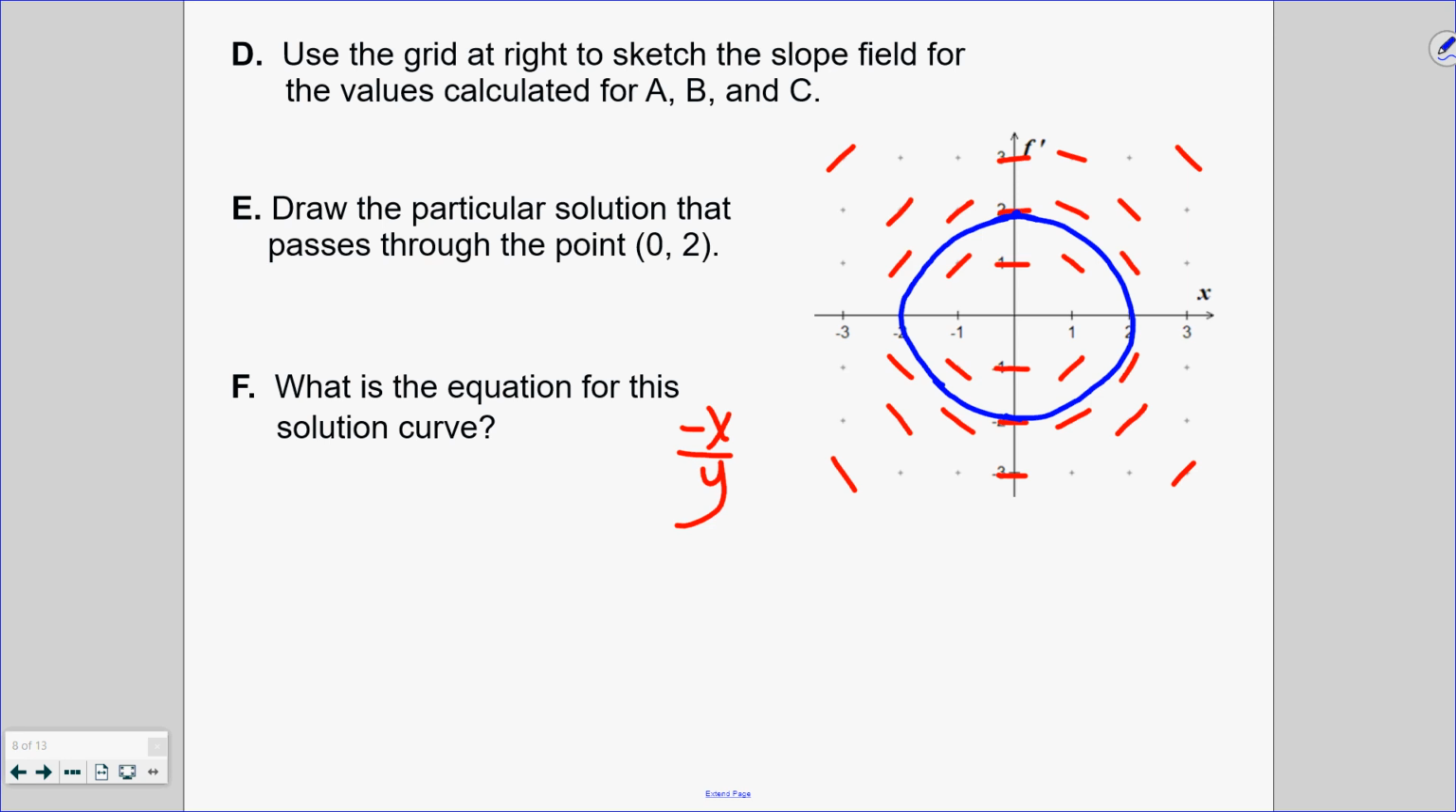Now, if I want to know the solution to that curve, I could go through the process and solve it, and I think we'll do that. So I have dy equals minus x over y dx. Now I got to get the y over here again.